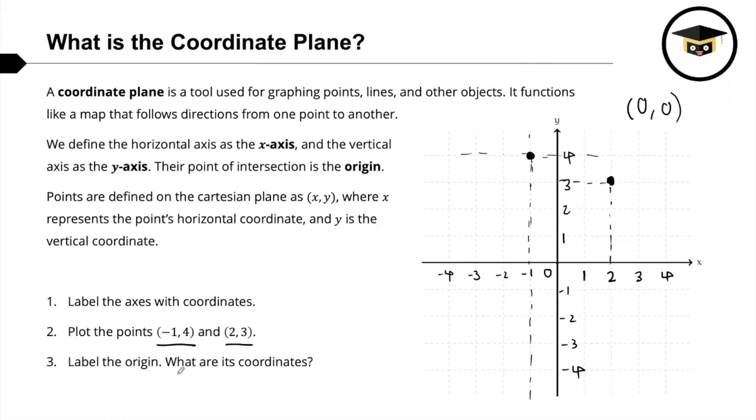And finally, label the origin. What are its coordinates? Well, we've already done that. The origin is this point here, which is the intersection between the x and the y axis. Remember, intersection just means the point where they cross over. And the coordinate of that would be 0, 0 because it's both 0 in the x and y coordinate.